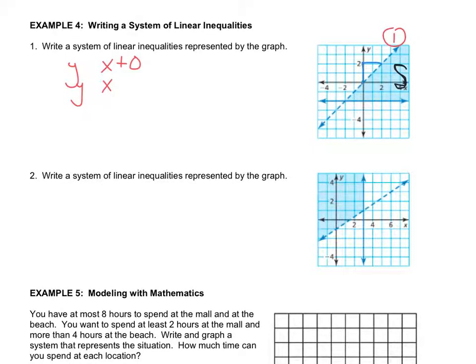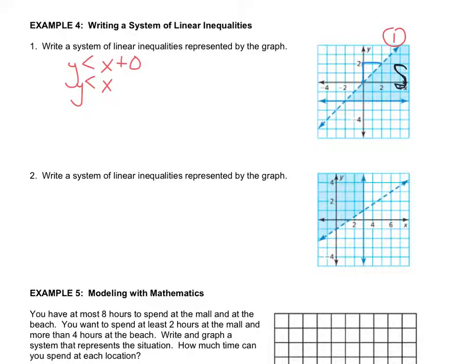Now, it's not an equals because it's a dashed line, and it's definitely not just an equation because it has a shading part. So then I have to think, what would produce the shading to make that work? Well, it's kind of going down and to the left, to the right, sorry. So I'm going to say that this is y less than x.